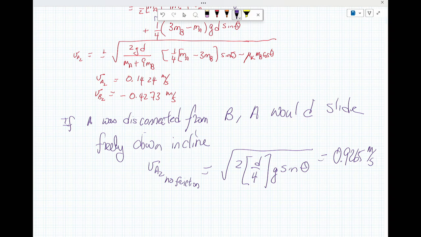So what does that tell me? It tells me right away that I got sort of the right order of magnitude. I've got a lot more things happening at VA2 to end up with 0.14 meters per second.